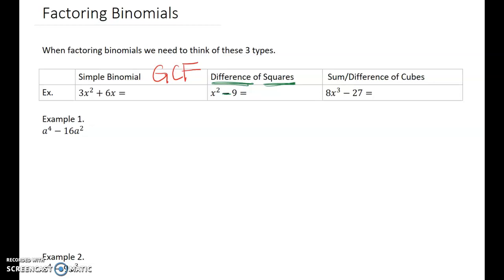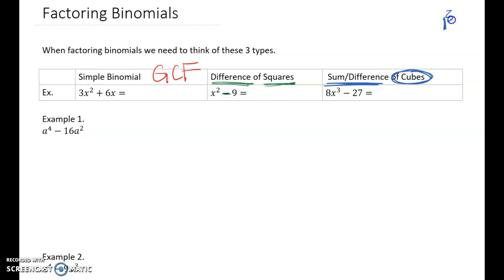And then the third one is sum and difference of cubes. So the reason it's sum and difference is because this number here could be addition or subtraction. That doesn't matter. The most important thing is that they both have to be cubes. So what number cubed equals 8? I always make a list for myself when I am first thinking about these. You know, it's been a year since I've looked at this.